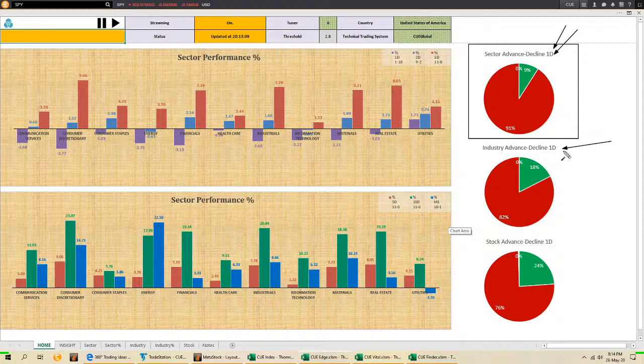Same is true for industry advanced decline, stock advanced decline, and even here, now it is showing percentage change 1 day, but it would show real time during market hours.